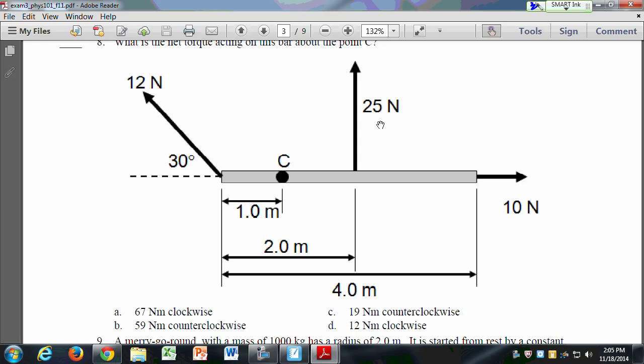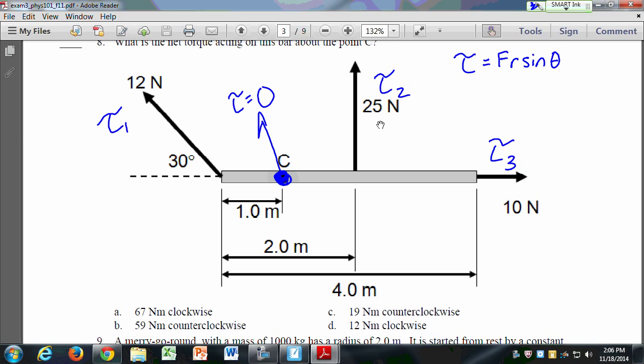If I want to find my net torque, you first identify your axis of rotation. It's about point C. Then you identify the forces that cause torques. I'll call this torque 1, torque 2, and torque 3. If there is a force acting here, the torque due to that force would be 0, because torque is equal to F R sine theta, and if R equals 0, the distance from the axis of rotation to where the force is applied, then that torque is 0. That would be like trying to open the door by pushing on the hinge.